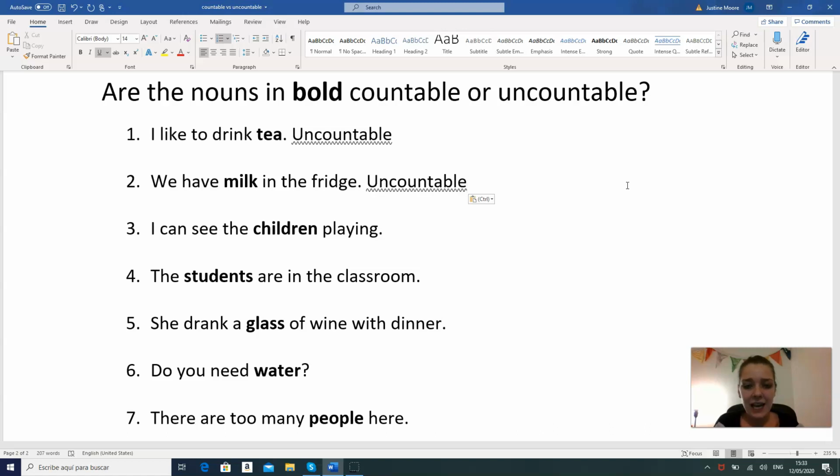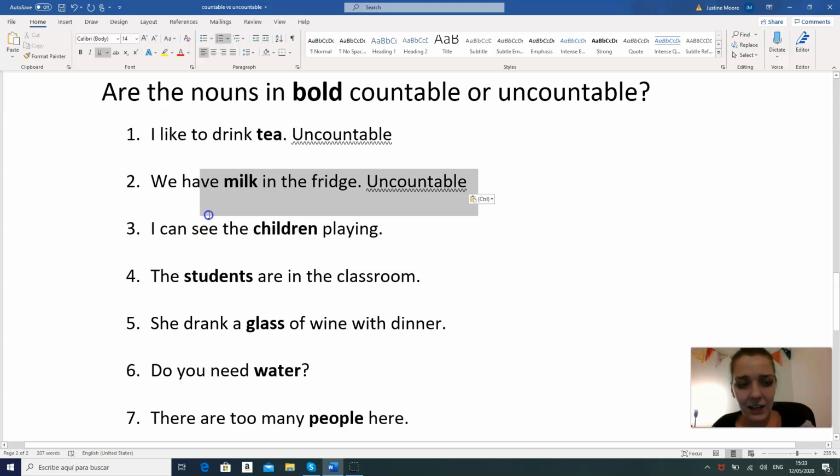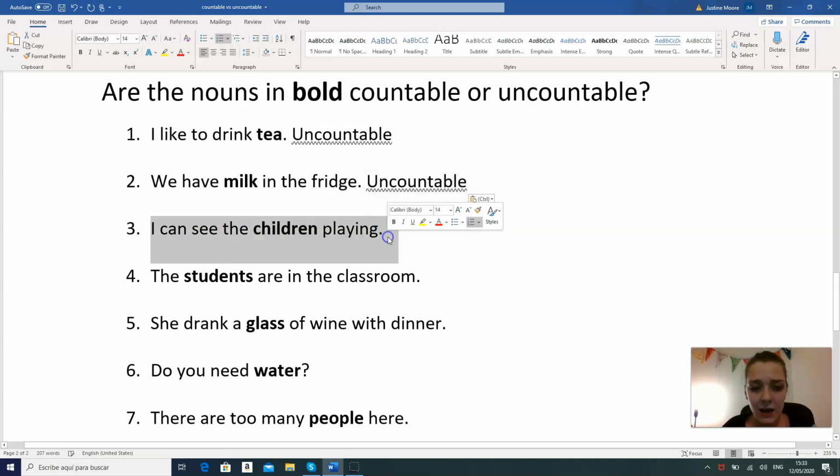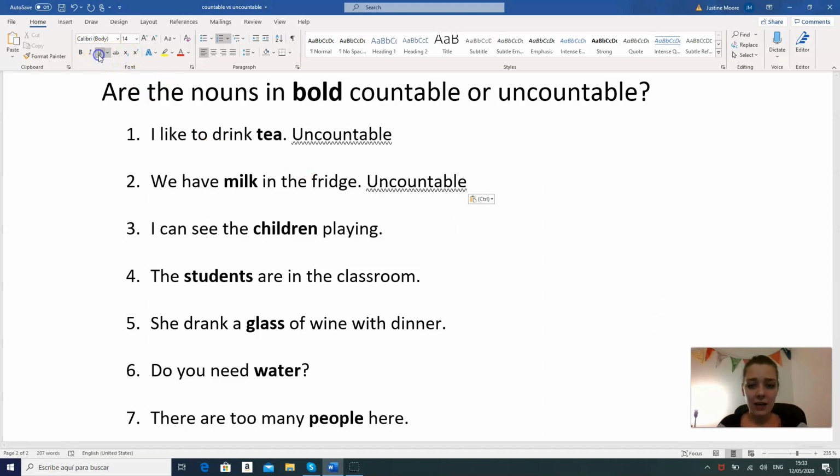Milk is uncountable. Okay, this one should be easier. Countable or uncountable? The noun is children. I can see the children playing. Is that countable or uncountable?